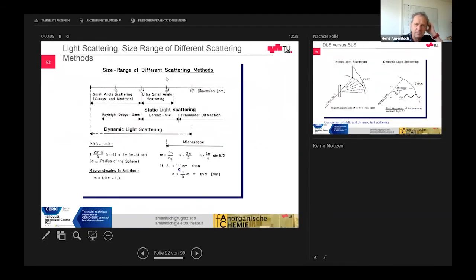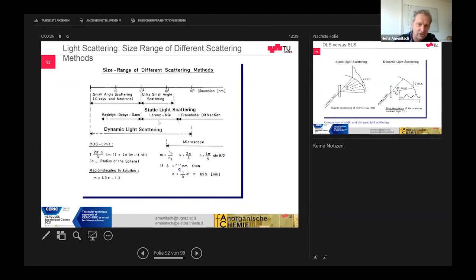This is the comparison between light scattering and X-ray and neutron scattering. So you have here the dimensions. You go up from 10 to 100 nanometers. You have the Rayleigh-Ganz regime, also matching very well with the smaller X-ray scattering regime.